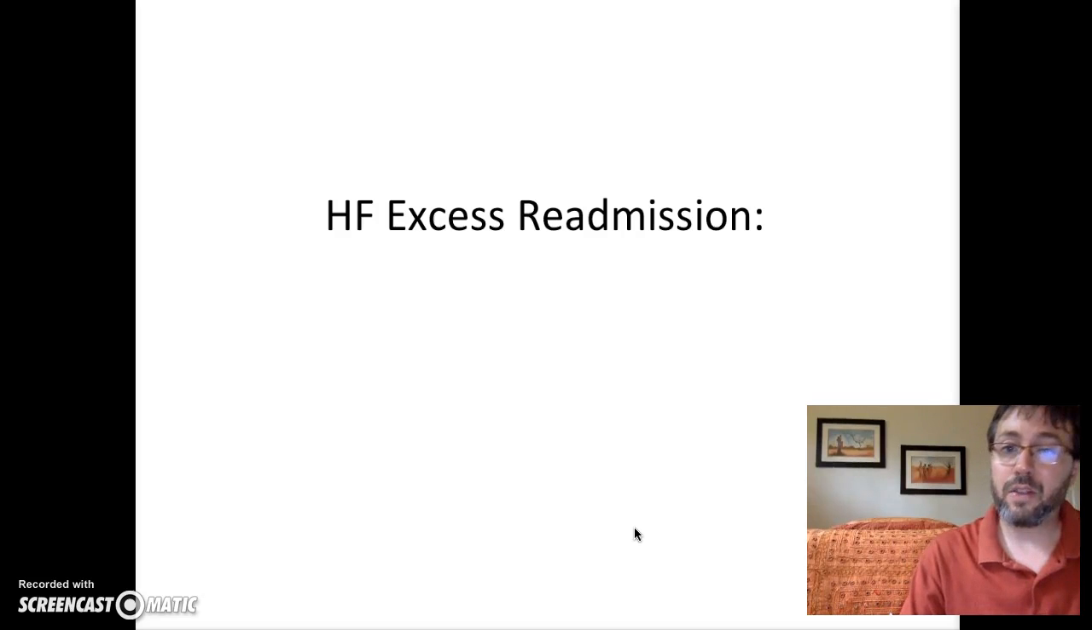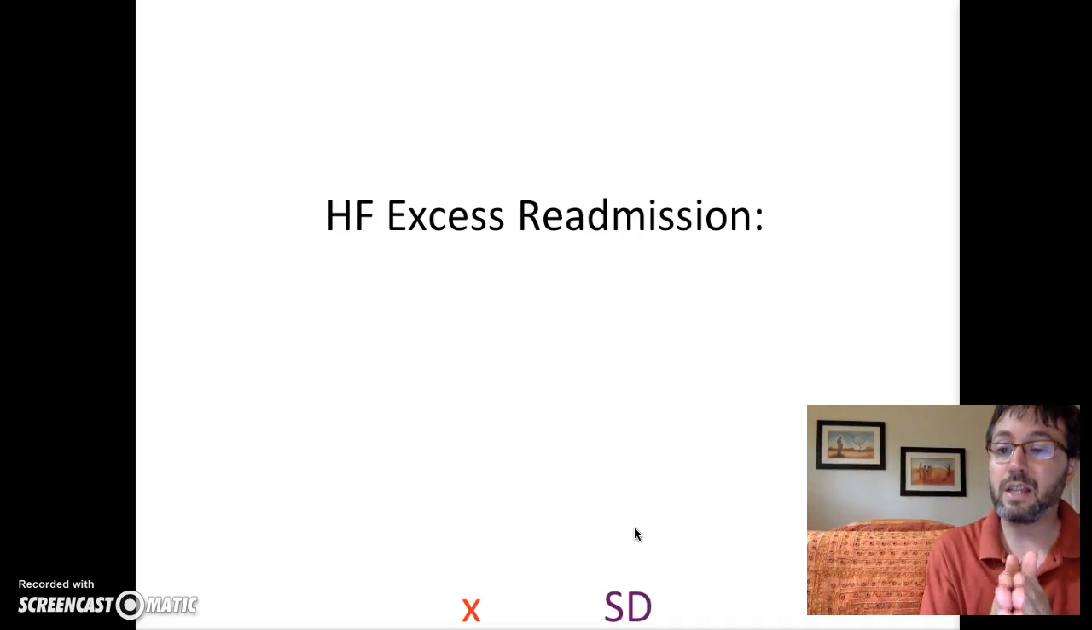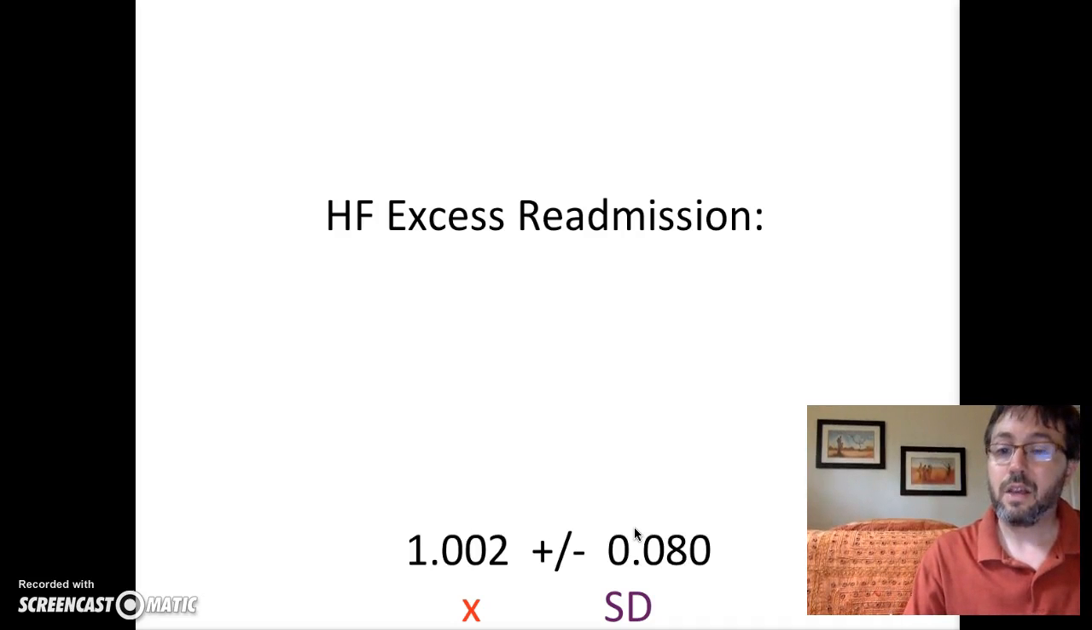If we look at how this plays out in hospital readmissions for heart failure and the excess readmissions, we see that we have a mean value and a standard deviation. This is a standard way of reporting the measure of central tendency and the variance around it. And in our data set, for the United States as a whole, the mean excess readmission ratio is 1.002 with a standard deviation of 0.080.